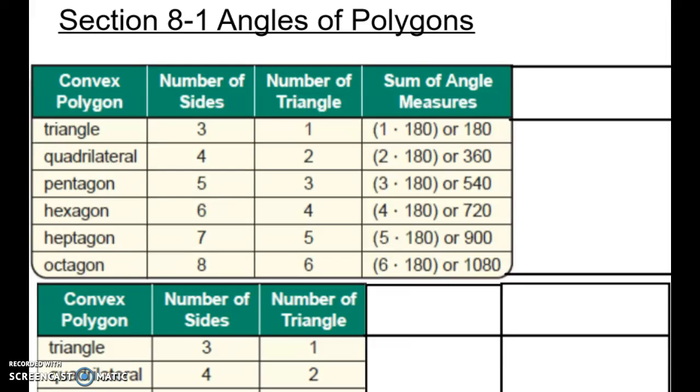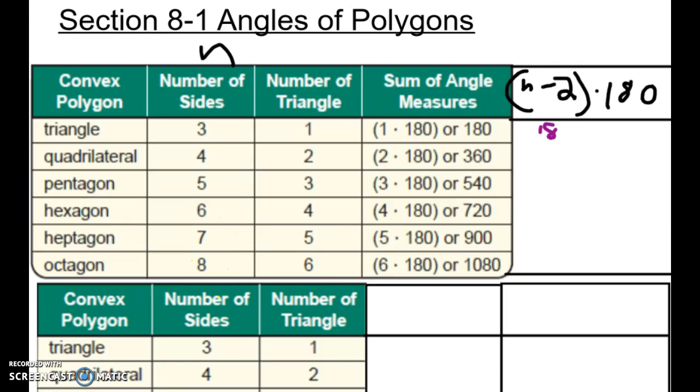This is the completion of section 8.1, Angles of Polygon Notes. As we discussed earlier, there is a formula to find the sum of all the interior angles of a shape. And the formula is (n minus 2) times 180. N represents the number of sides. So for triangle 3, quadrilateral 4, pentagon 5, hexagon 6, heptagon 7, and on and on.